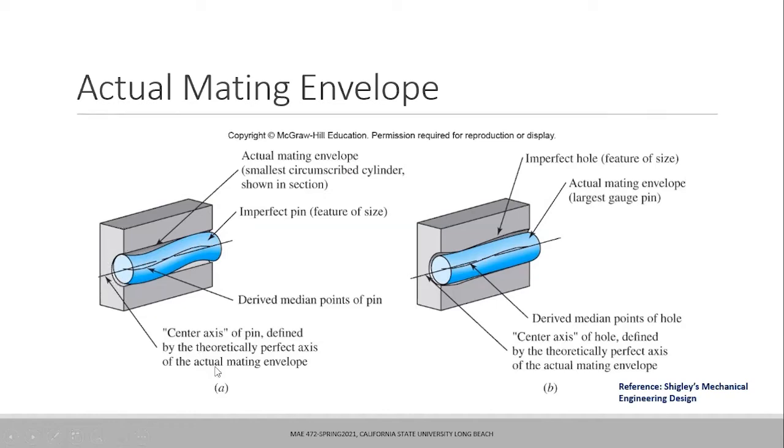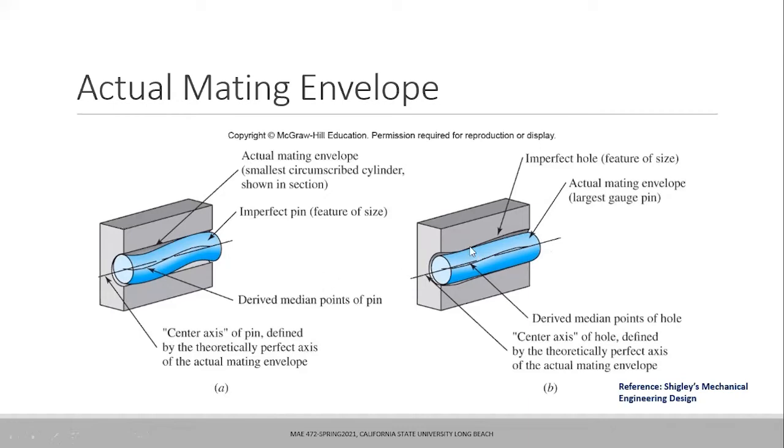So the center axis of the pin, the theoretical perfect axis, is defined by the actual mating envelope here. The actual mating envelope means the smallest circumscribed cylinder that will actually fit this entire pin. Similarly, if I am drilling a hole on this bracket, then the actual mating envelope will be described by a pin which is precisely controlled and whose surfaces are machined with perfect precision.